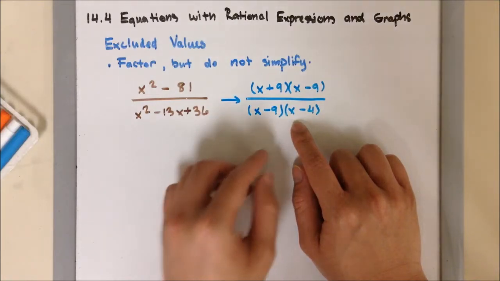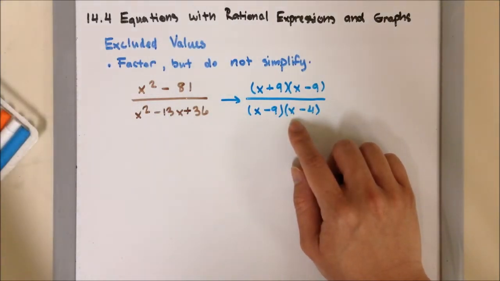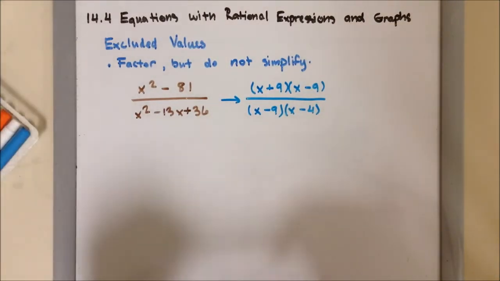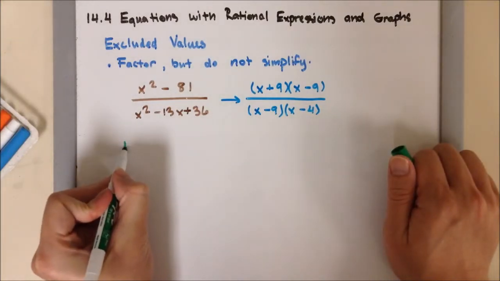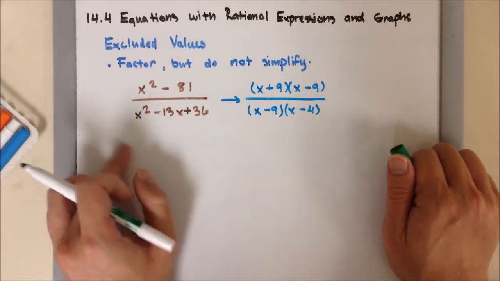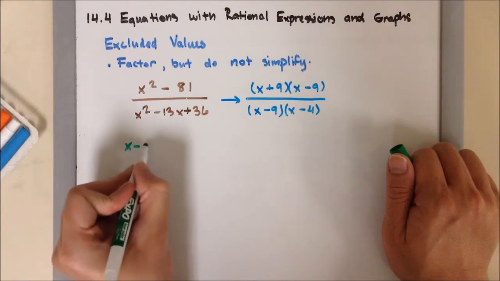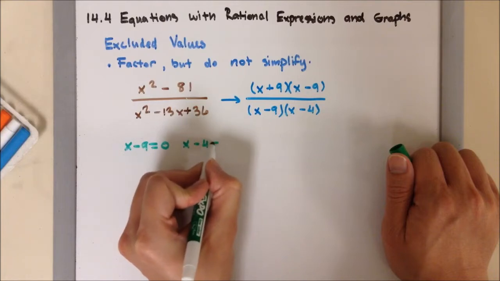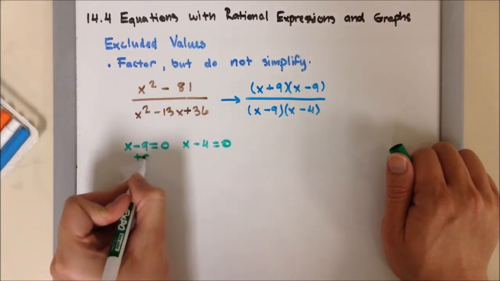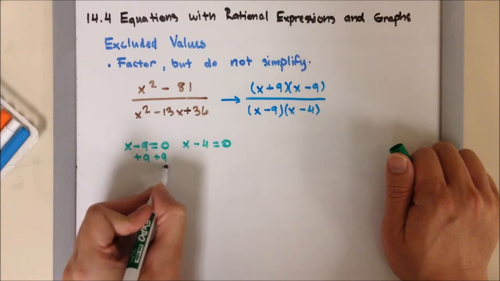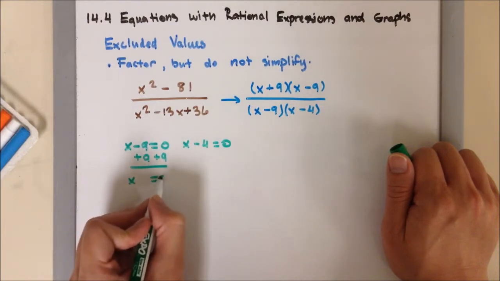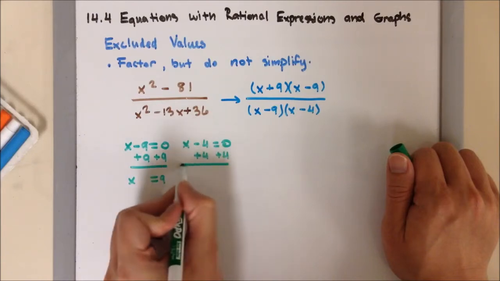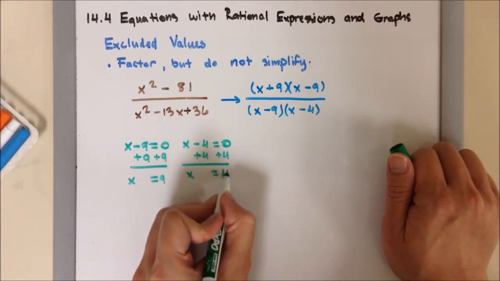So what we're going to do next is set each factor equal to 0. When you're finding excluded values, we set each factor equal to 0. So x minus 9 equals 0 and x minus 4 equals 0. Here I'm going to add 9 to both sides. My first solution is x equals 9. In the second one, I'm going to add 4 to both sides, and then x equals 4.